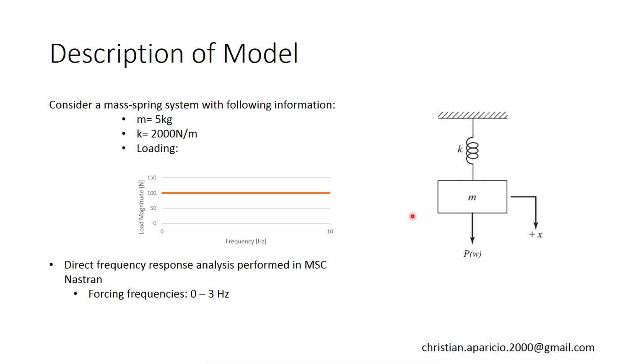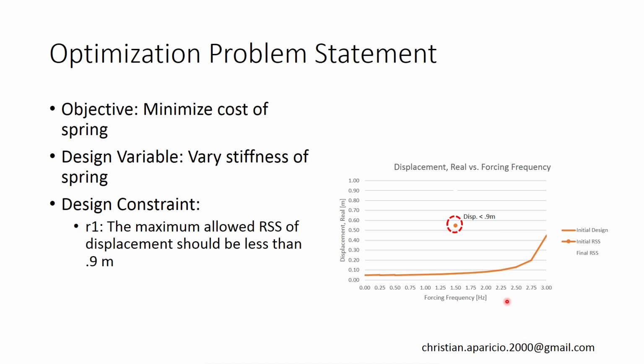Feel free to pause the video now and quickly look at this description of the model. I describe what the loading, the stiffness, and the mass value are, what forcing frequencies we are doing this for. And again, if you have any questions on how to perform an optimization of your own for frequency response problem, feel free to email me at this email address and I'd be more than glad to reach back out to you. For our optimization problem statement, feel free to view some of my previous videos. I go into more depth regarding the objective and design variable.